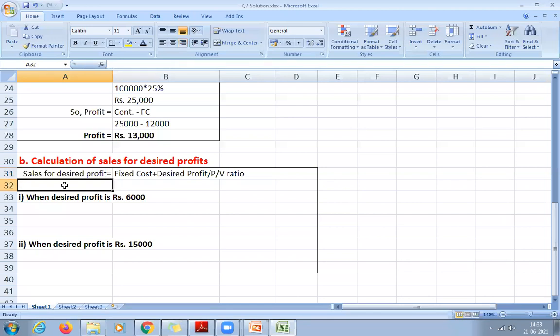So let us calculate now. The first one, desired profit is 6,000. Okay, and we all know fixed cost is 12,000 and PV ratio how much?